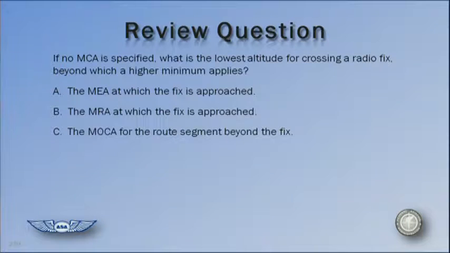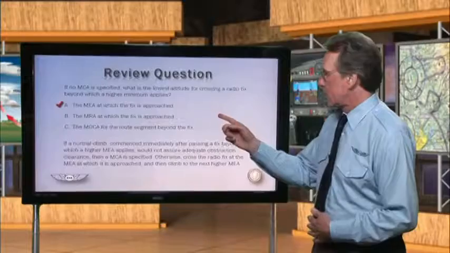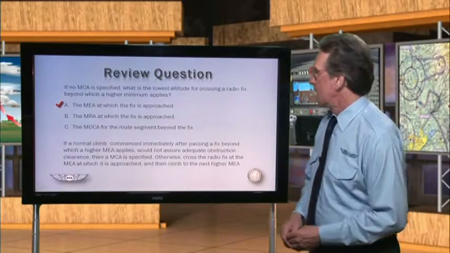Well, your correct answer is A. If a normal climb commenced immediately after passing a fix beyond which a higher MEA applies would not assure adequate obstruction clearance, then an MCA is specified. Otherwise, cross the radio fix at the MEA at which it is approached and then climb to the next higher MEA. Answer again, A.